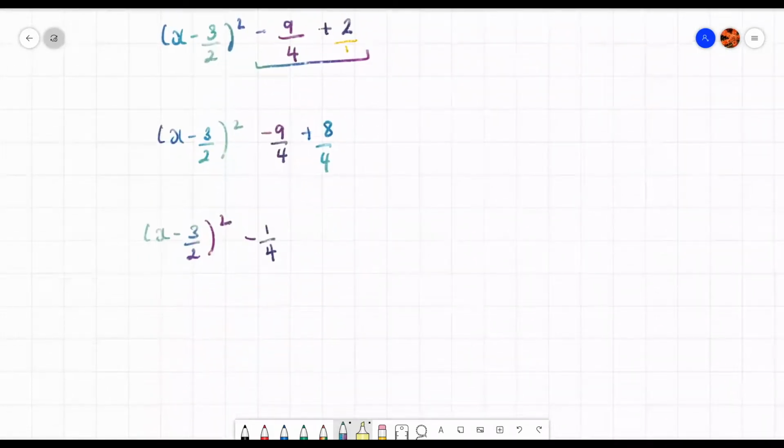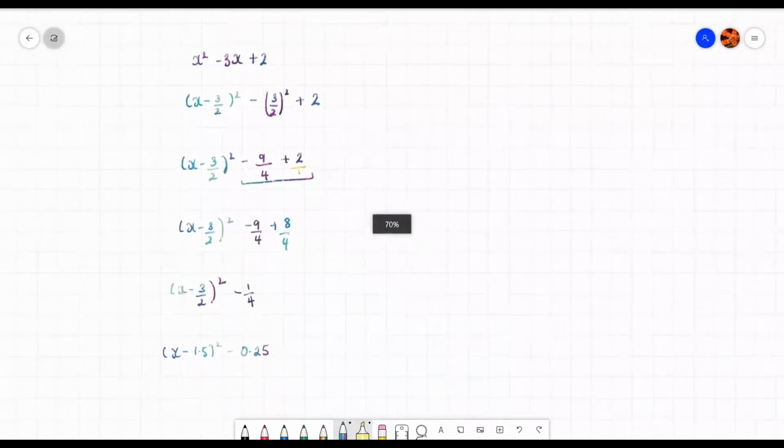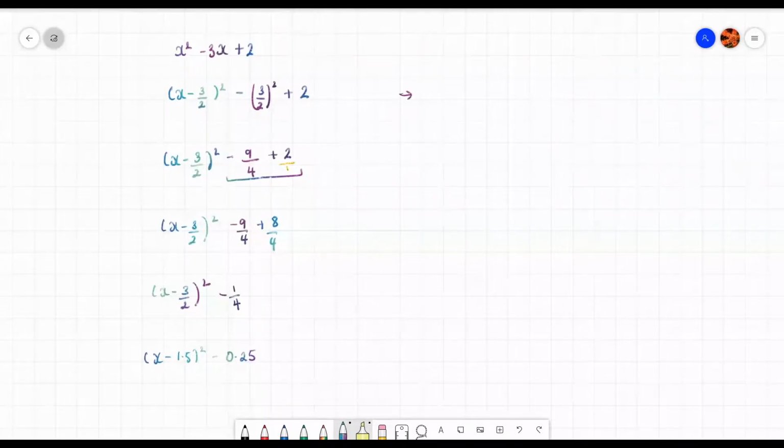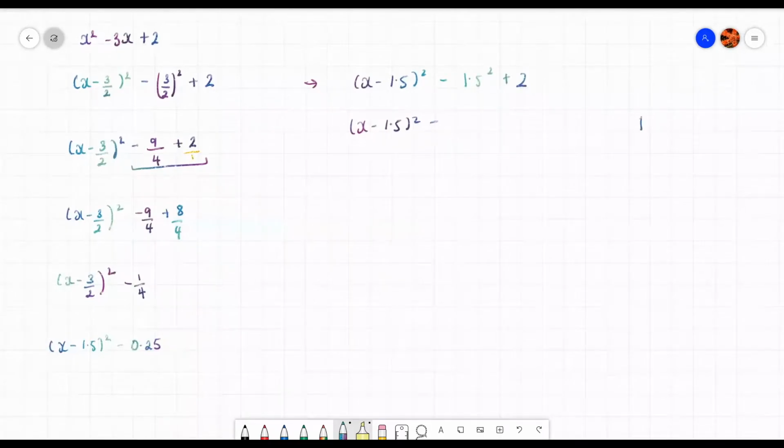And then what you could just do at the end is change it into a decimal if you want to, because 3 over 2 is 1.5, so x minus 1.5 all squared minus 0.25. That's the easiest bit. Otherwise, what you could have done here is x minus 1.5 all squared minus 1.5 squared plus 2. And then you would just do x minus 1.5 squared minus, well, you'd have to do 1.5 times 1.5. Normally completing the square would be in a non-calculator paper, so it's entirely up to you. I would use a lattice method to multiply.